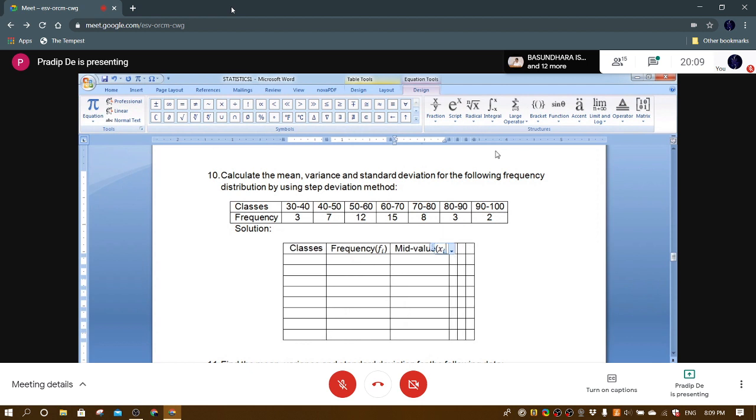So do we have to find the mean also using step deviation, or we can find the mean using this? No, leave the mean. Only variance and standard deviation.